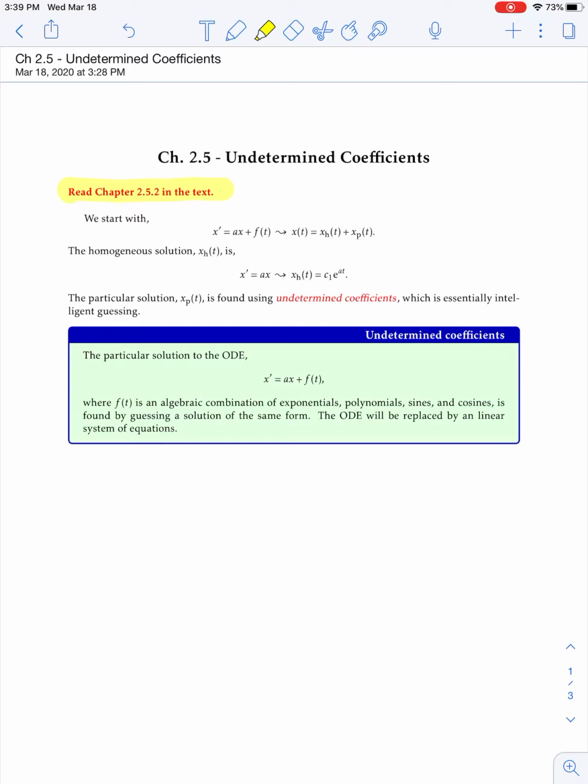The first is that the A of t is actually just a constant, so that the homogeneous solution is just an exponential. The second assumption is that the function f of t is going to be some combination of exponential functions, polynomials, sines, and cosines. Really nice functions, easy to integrate if they happen to be involved, but nice to work with. And the idea behind the guessing is going to be the following. We're going to have an f of t that'll have a certain form, and then we're going to have a guess, which will also have a certain form.